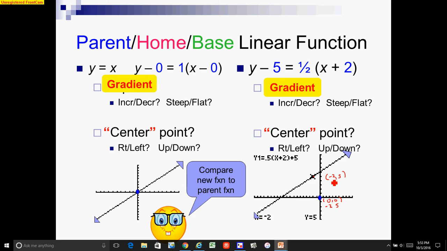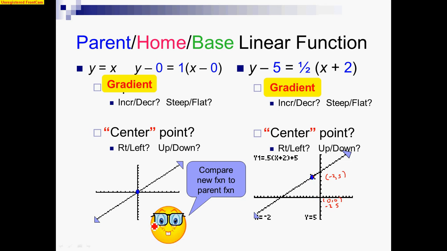0 minus 2 is negative 2. 0 plus 5 is positive 5. Think about that. Left 2, up 5. That's not a slope. That's a movement of the center point. Now, every single point made that movement. Every single x and y went left 2 and up 5. You are responsible for graphing where exactly the center point went.